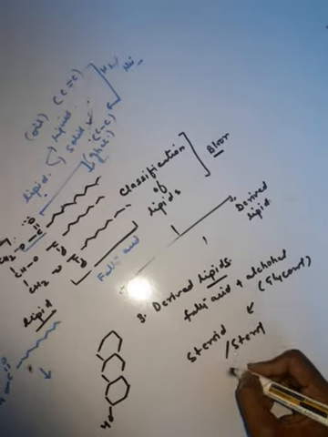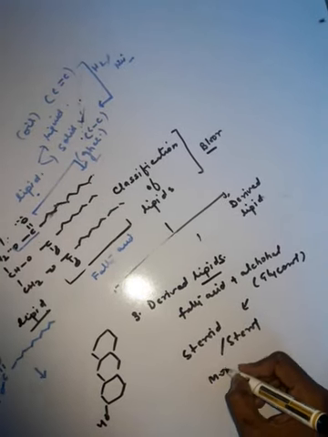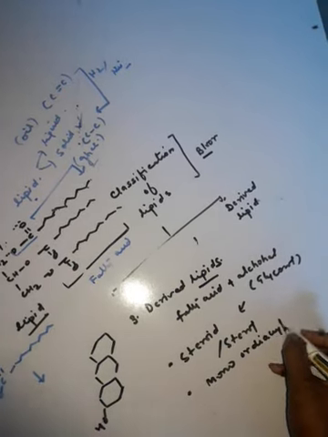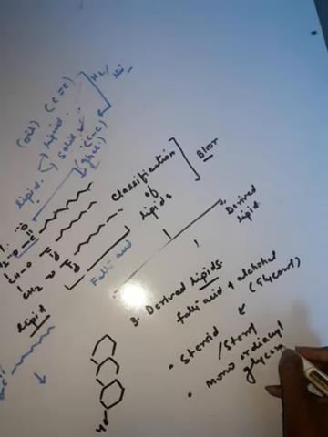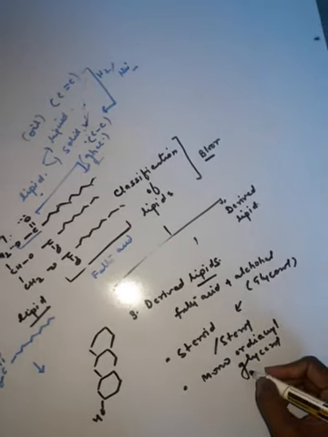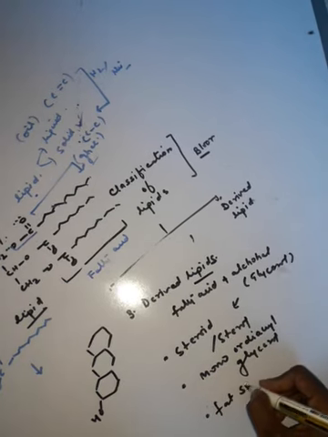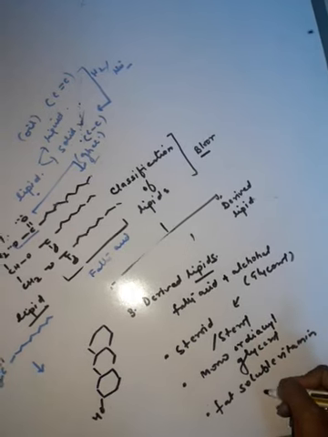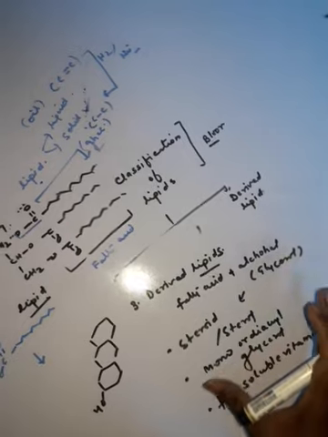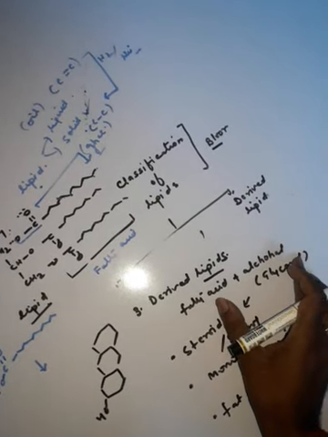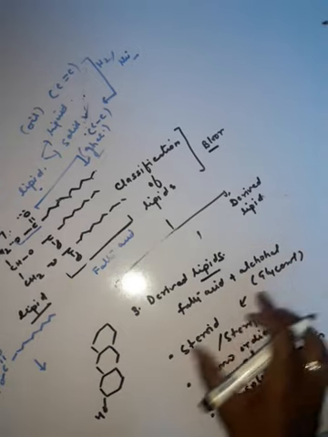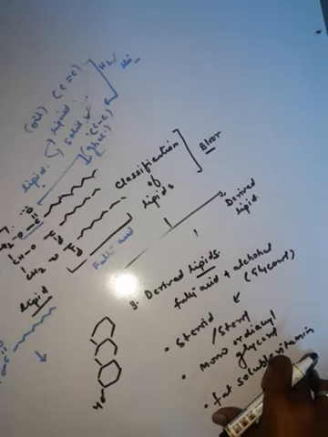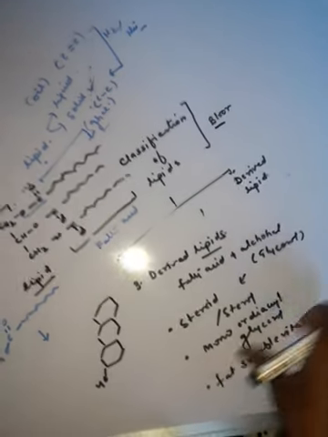And it may be mono or diacyl glycerol. And it may be fat soluble vitamins. So it is the derived lipid. The composition of only the alcohol is different. It may be steroid, it may be mono or diacyl glycerol, or fat soluble vitamins. So it is all about the derived lipids.